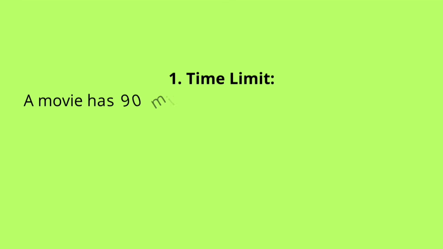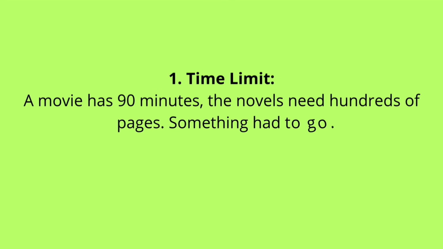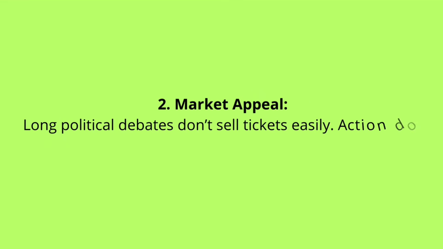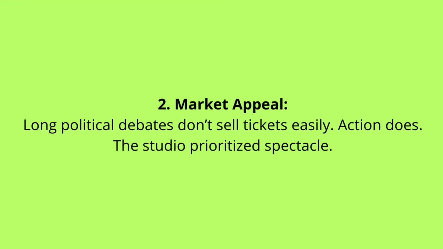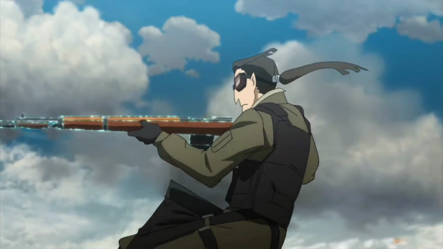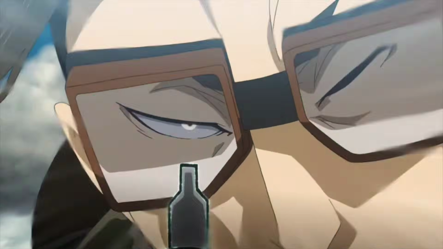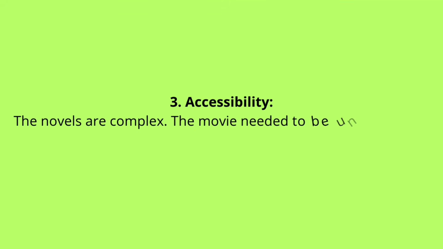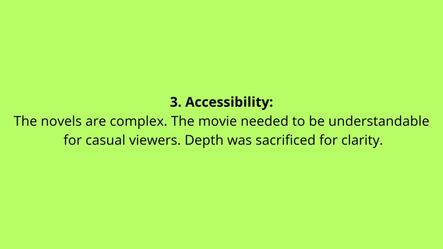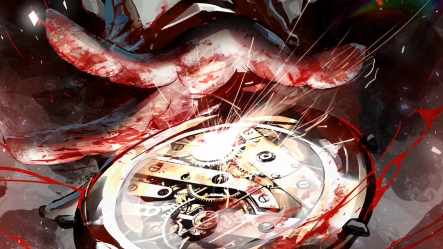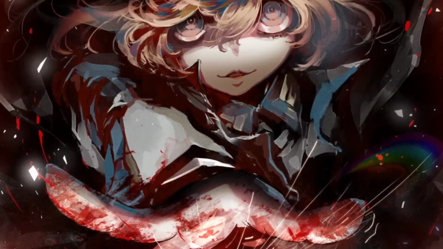1. Time limit. A movie has 90 minutes, while the novels need hundreds of pages. Something had to go. 2. Market appeal. Long political debates don't sell tickets easily. Action does. The studio prioritized spectacle. And 3. Accessibility. The novels are complex. The movie needed to be understandable. For casual viewers, depth was sacrificed for clarity.